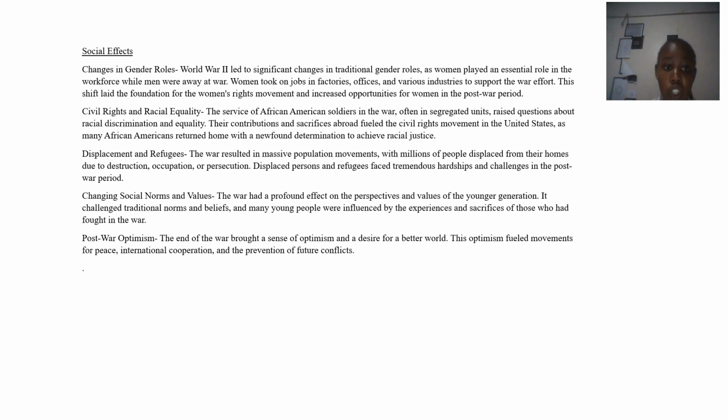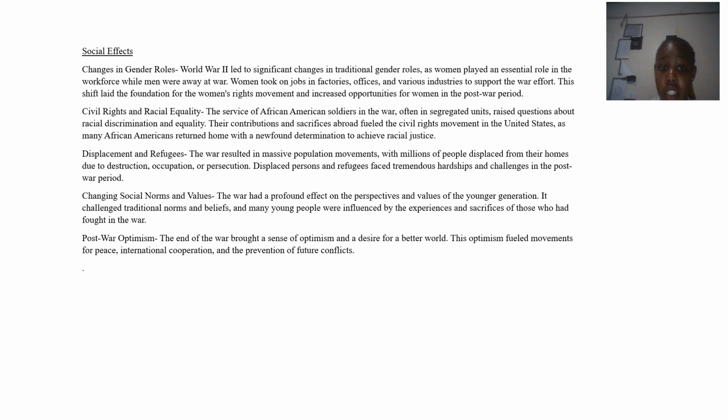Then we look at the social effects. There was change in gender roles, whereby the women had to take the roles which were played by the men, because most of them had lost their families, and also men were killed during the war. Then the civil rights and racial equality. The service of the African American soldiers in the war, often in segregated units, raised questions about racial discrimination and equality.